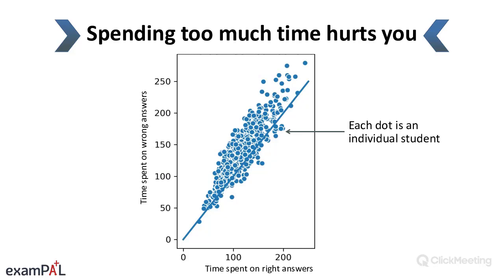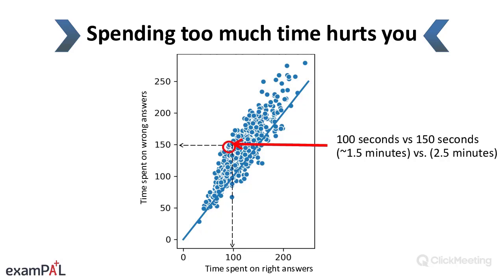So we're no longer looking at averages of all the students together. Every dot on the graph shows the timing of an individual student. The x-axis is the time that that student spent on average on answers that they got correct. The y-axis is the time that student spent on average on questions that they got incorrect. And what you can see is that the vast majority of dots are above the line.